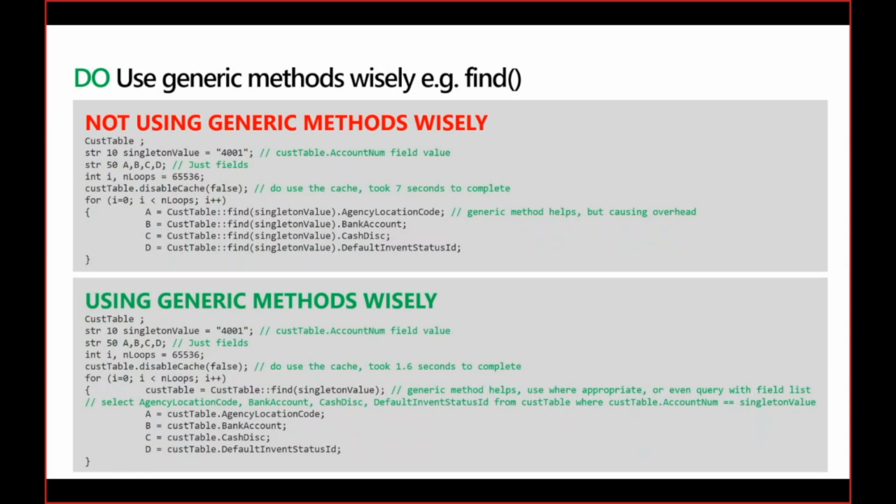Another one is to use generic methods wisely. For example, in this example, it's the find method. This is similar code to what you saw before, but what we do here is we make use of the cache in both cases. But of course, what we do here is we make use of the find method. And this we sometimes see in code.